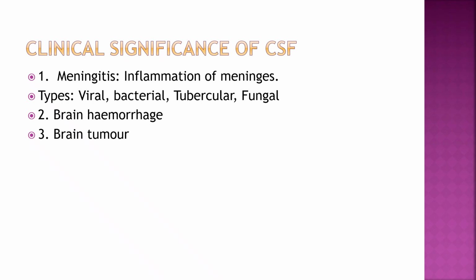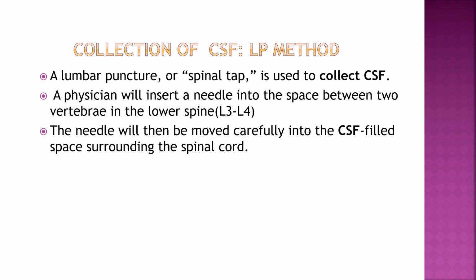It is the inflammation of the meninges, that is the coverings of the brain. Meningitis can be caused by virus, bacteria, tuberculosis bacteria or fungus. To know whether meningitis is there or not and which type, CSF collection is required. Then in brain hemorrhage like subarachnoid hemorrhage, in brain injury or brain tumor, CSF collection is required to know the exact pathology.